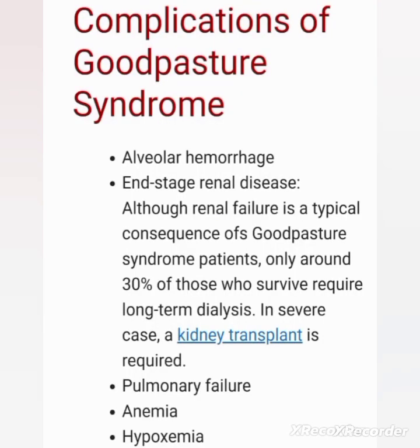The main complications of Goodpasture syndrome are alveolar hemorrhage, end-stage renal disease or renal failure. For that, kidney transplant is needed. Then pulmonary failure, anemia, hypoxemia.